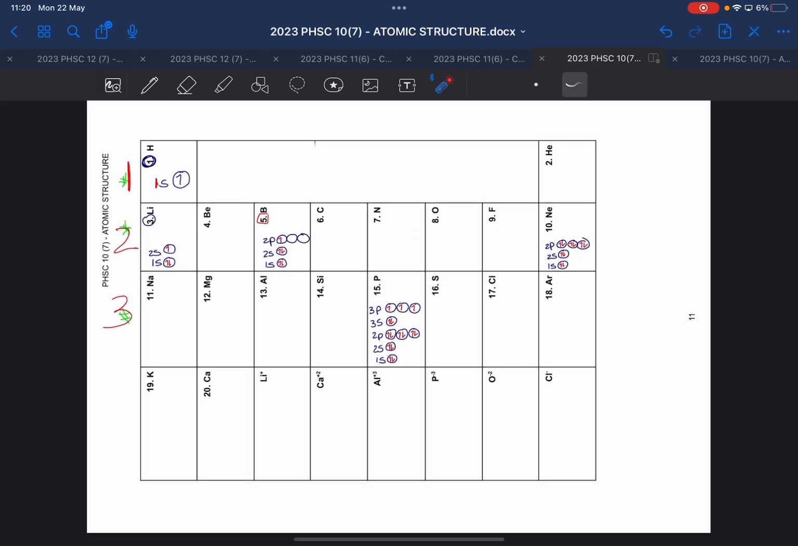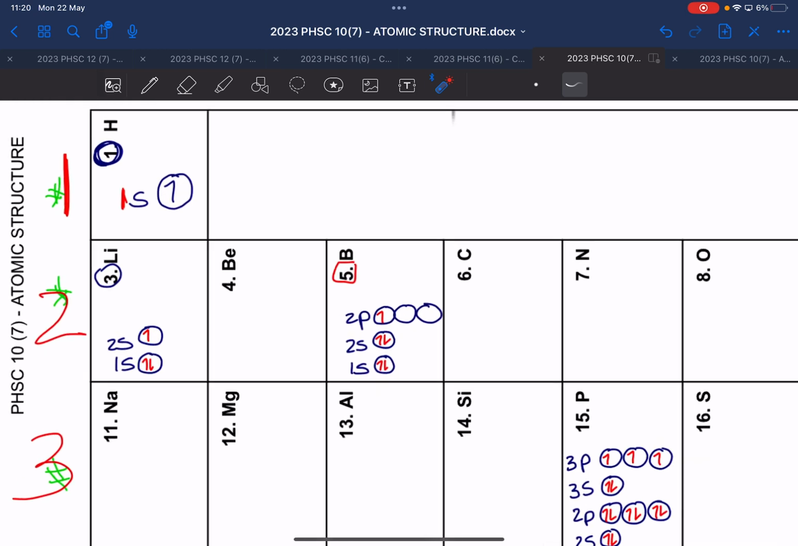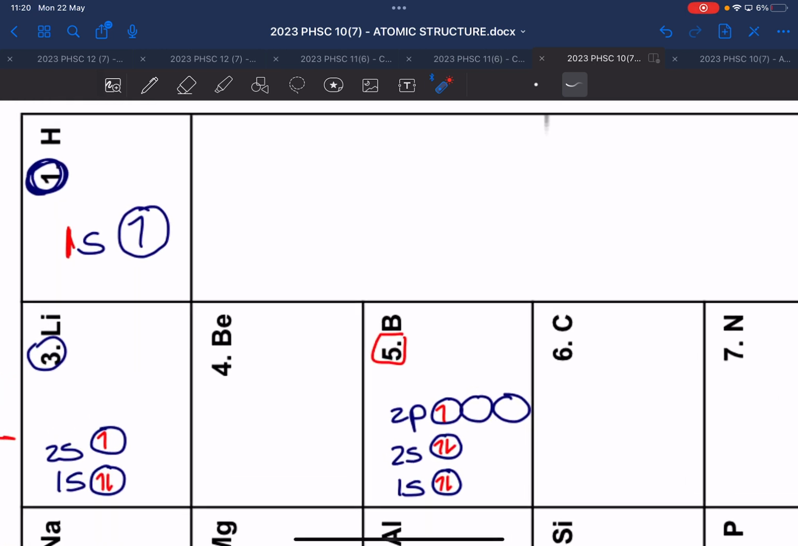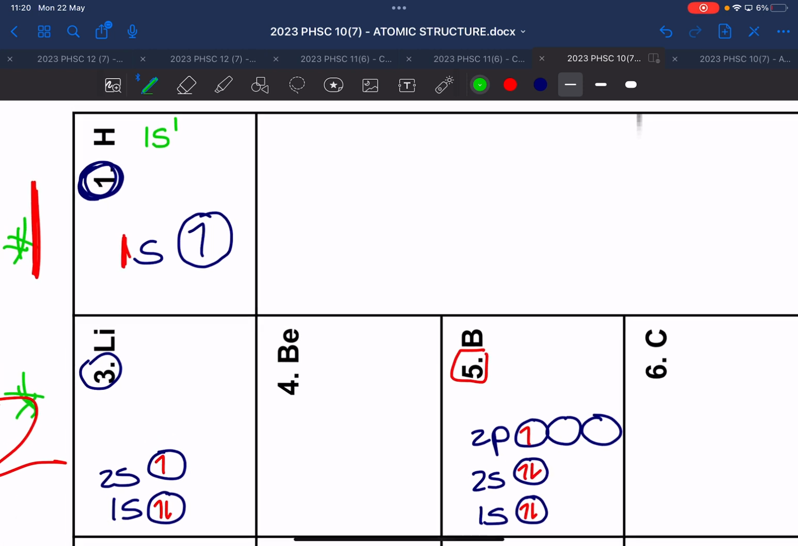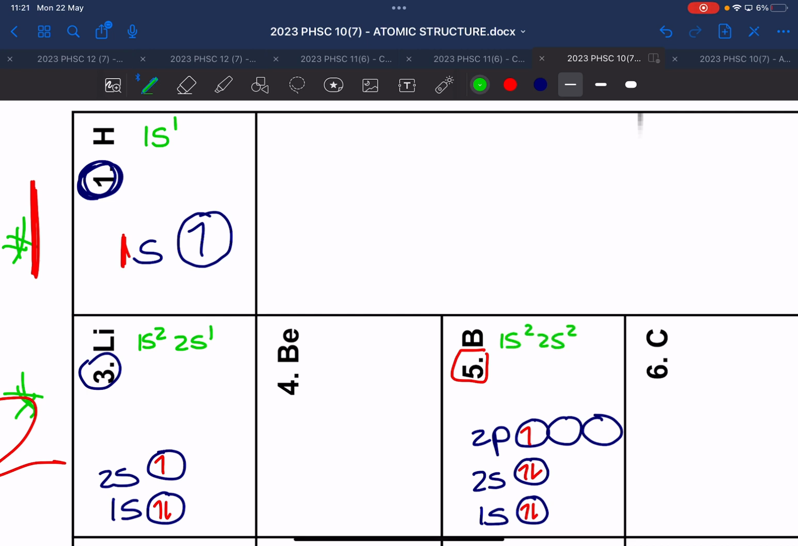All right. Now, what I want you to add to that is to write down the electron configuration. If we look at the first one, it will be 1s1. For lithium, it will be 1s2, 2s1. Boron, 1s2, 2s2, 2p1.